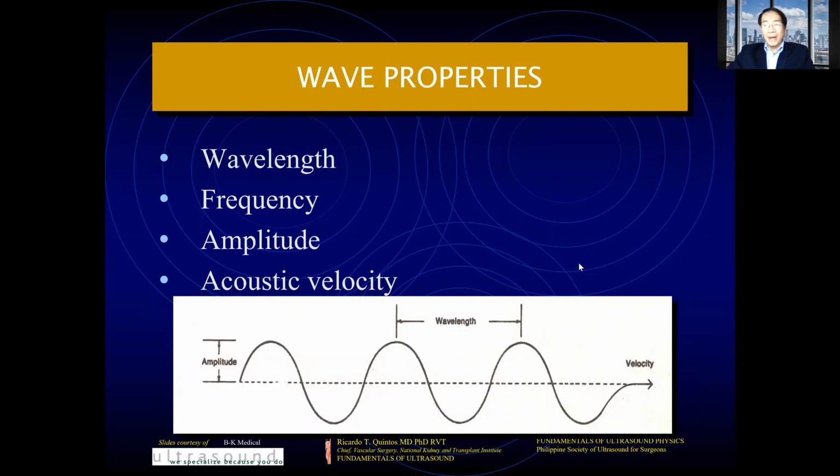Now, when you talk about waves, there are certain characteristics of the waves that you will have to know, which will define the kind of wave that is being propagated. These characteristics describe the wavelength, the frequency, the amplitude, and the acoustic velocity.